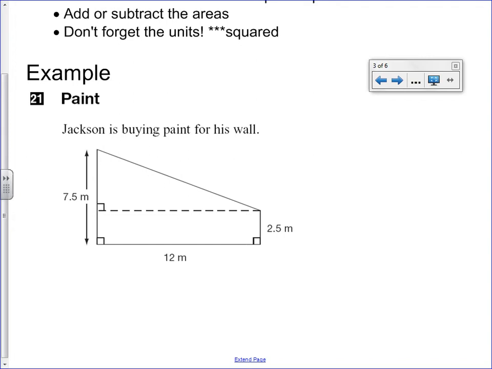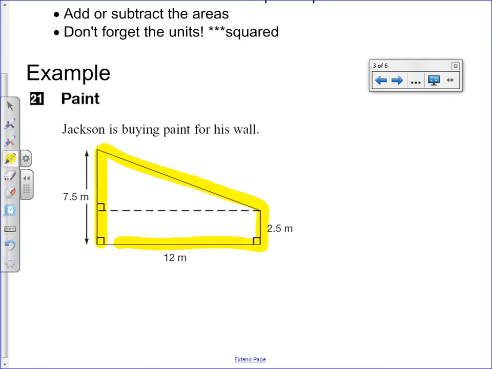It says Jackson is buying paint for his wall. First of all, you're painting. So if you are painting, you know that you're not going to be painting just that. You're not painting the border. You will be painting this wall. Because I colored that in, that means I'm calculating the area. So I need to find my simple shapes.